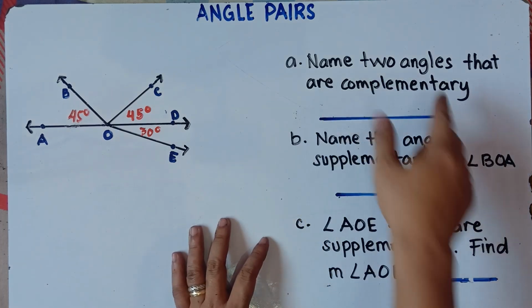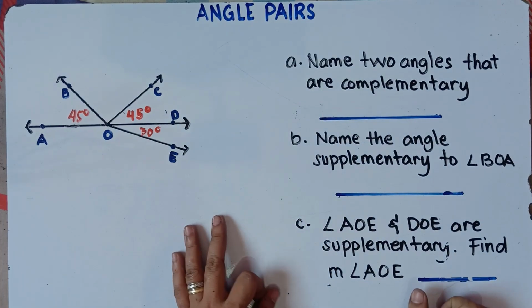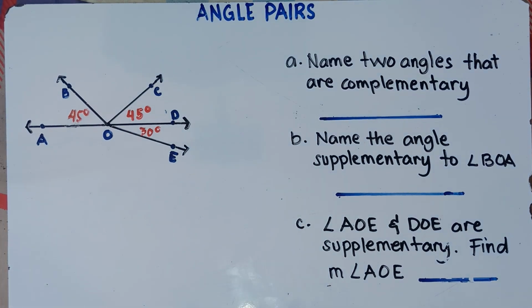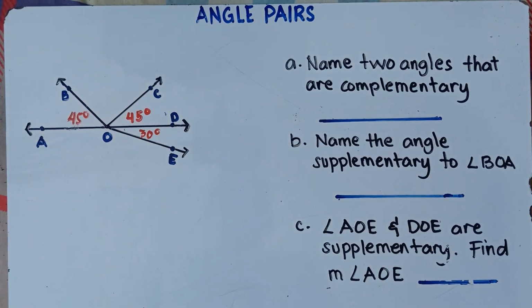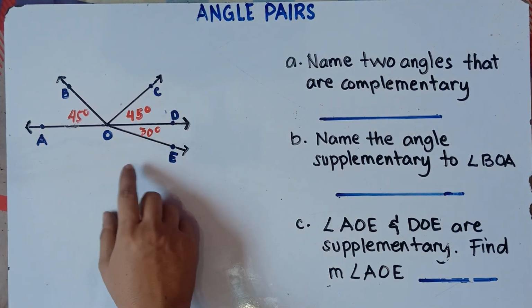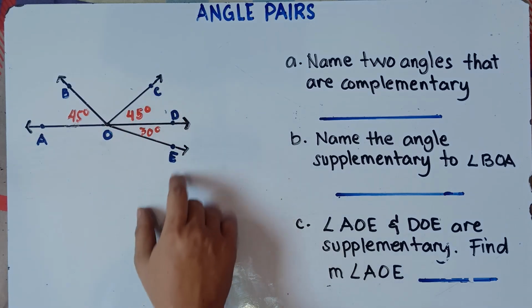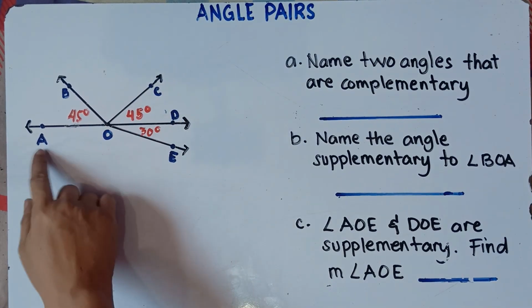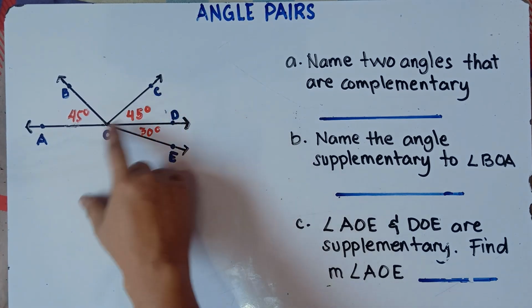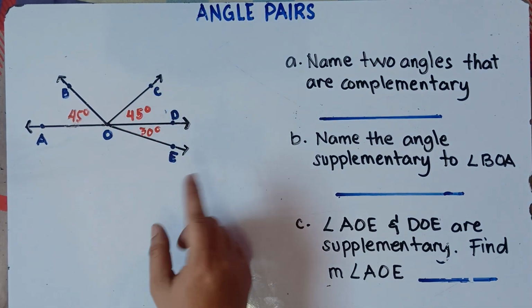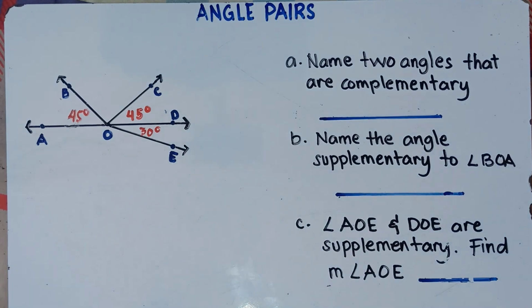Letter A, name two angles that are complementary. Once again, what are complementary angles? Complementary angles are two angles that add up to 90 degrees. When you add the two angles, if the sum is 90 degrees, therefore the two angles are complementary angles. Based on this illustration, this angle right here plus this angle would be 90 degrees. Angle AOB plus angle COD, 45 plus 45, that's 90 degrees. So that would be our answer for letter A.